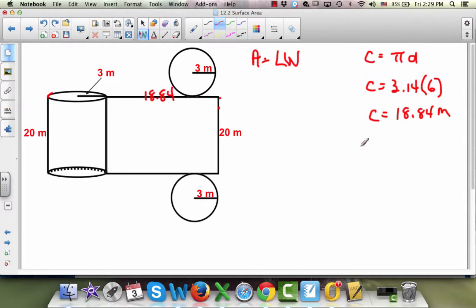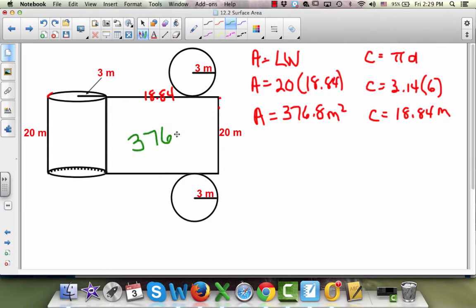So now we've got this is 18.84. So now we find the area of it, and we go area equals 20 times 18.84. And that gives us area equals 376.8 meters squared. So now we've got the middle part here. That is 376.8. We found the area of that. But there's an area of the top part and the bottom part that we've got to find also.